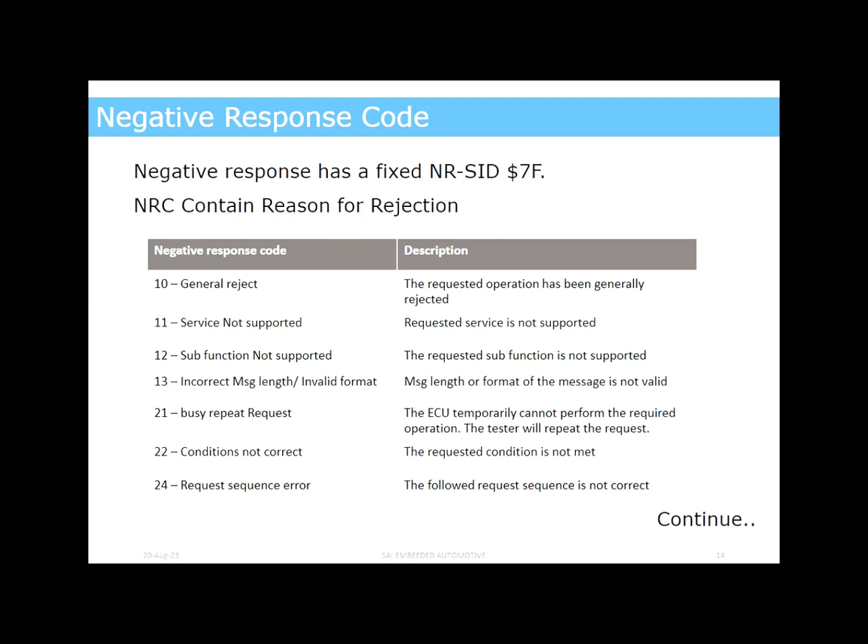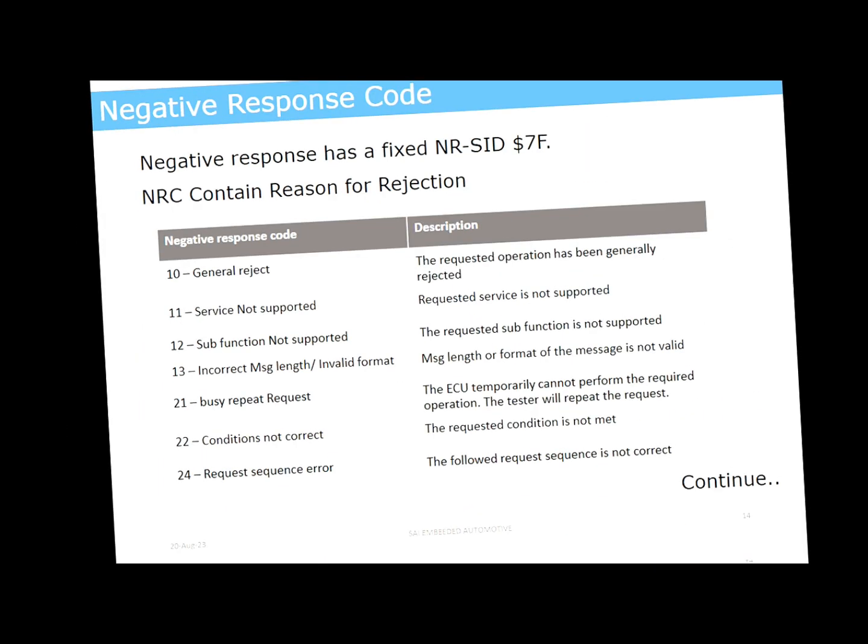Coming to the NRCs, why do NRCs come into the picture? There is a set of NRCs for rejections: 10 general reject, 11 service not supported, 12 subfunction not supported, 13 incorrect message length or invalid format, 21 busy repeat request, 22 conditions not correct, and 24 request sequence error.